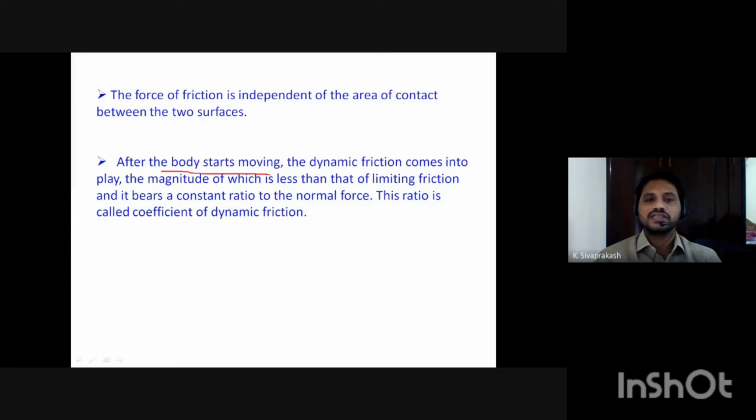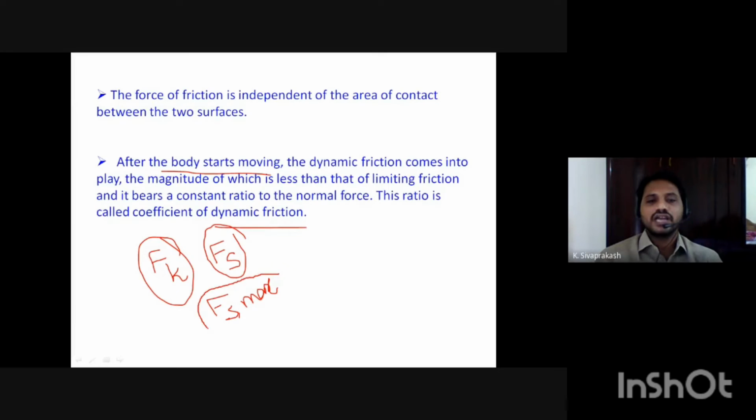So when the body starts moving, only then do we call that friction dynamic friction. The dynamic friction value is always less than the static friction. The dynamic friction we also call kinetic friction. So Fk is the symbol used to represent it. Fs is the static friction value, and Fs max is the limiting friction. See here, Fk is the kinetic friction or dynamic friction, Fs is the static friction, and Fs max is the limiting friction. These are the different types of friction.